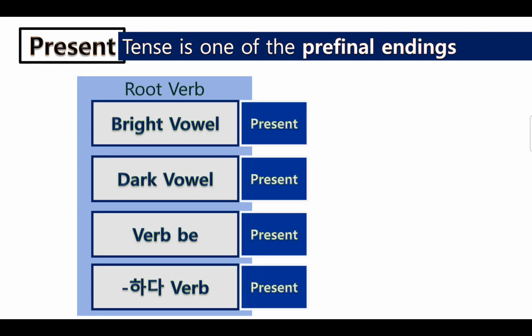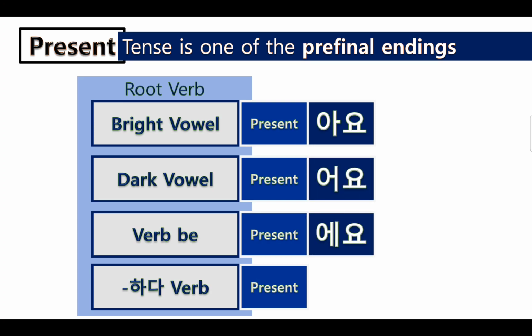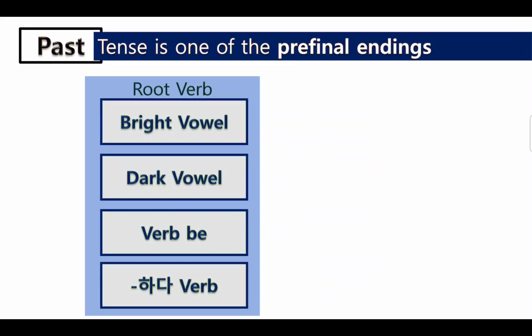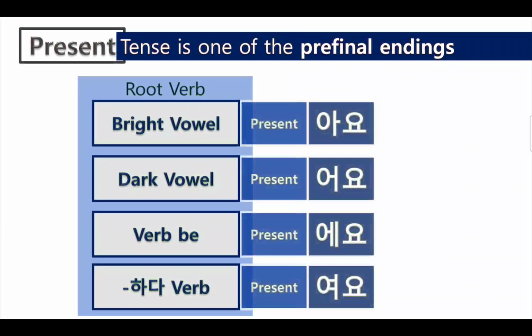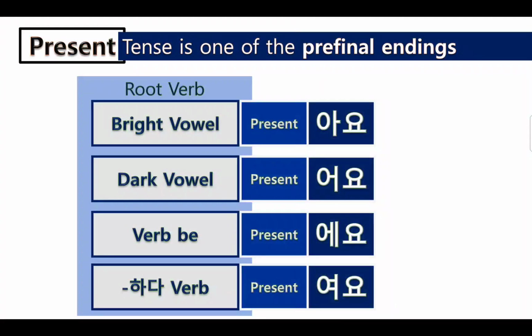So like this, present tense is the prefinal ending. Behind the tense, we need ayo, oyo, and ayo, yoyo, right? So when there's nothing, that means present tense. When there's nothing in front of ayo, oyo, yoyo, nothing to pronounce, that means that is present tense.